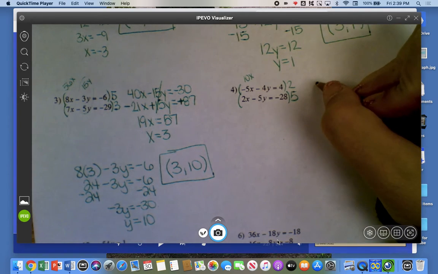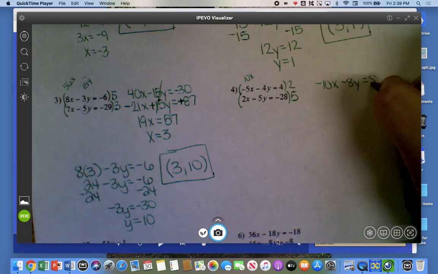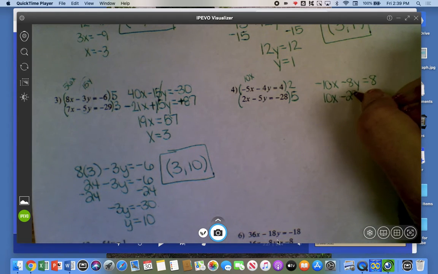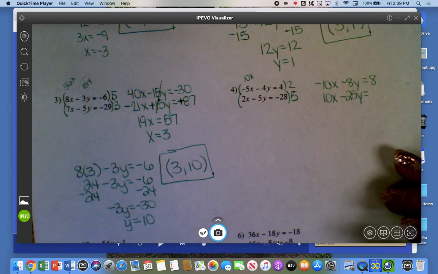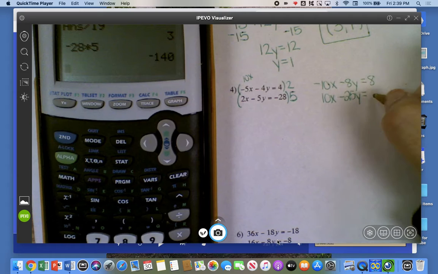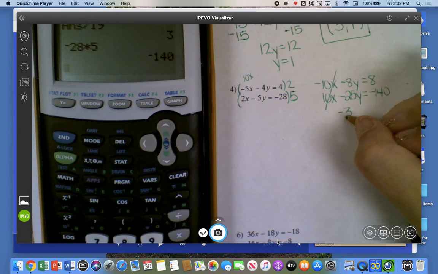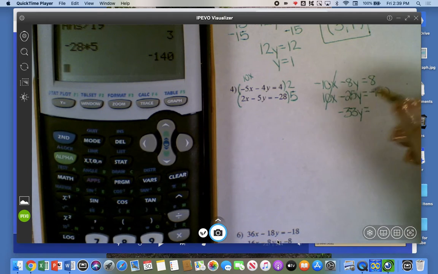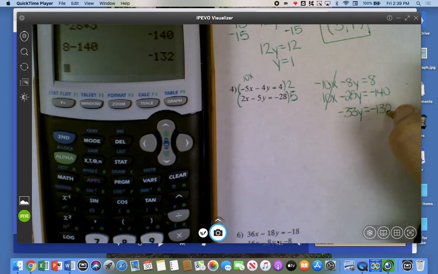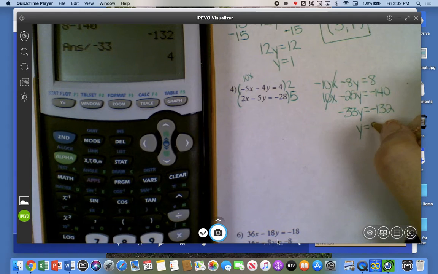So then that gives us negative 10x minus 8y equals 8. And the bottom, positive 10x minus 25y equals, and negative 28 times 5 gives me a negative 140. My x's eliminate, and I'm left with negative 33y equals negative 132. Now I'm going to divide that by negative 33, and I get an answer of y is positive 4.